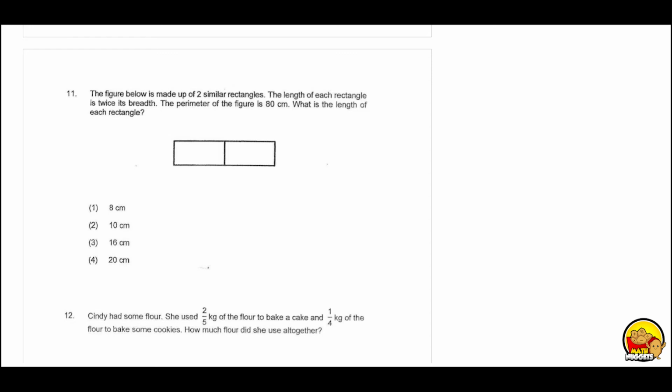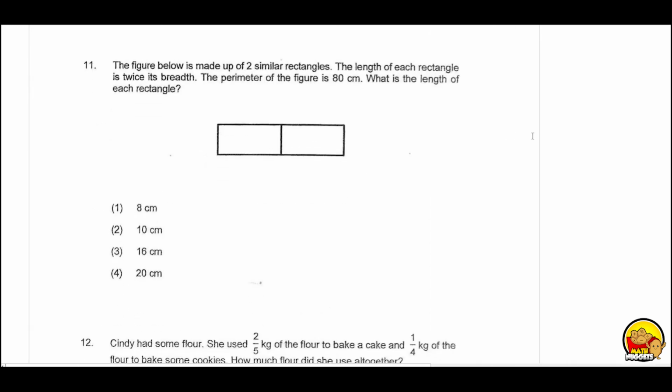Question 11. So we have two similar rectangles, and the clue says that the length of each rectangle is twice its breadth. This is a very important clue, meaning they're trying to tell us that the length is 2 units and the breadth is 1 unit. And I'm just going to indicate that in the diagram. 2u is the length, 1u is the breadth. So I'm going to indicate everything clearly in the diagram.